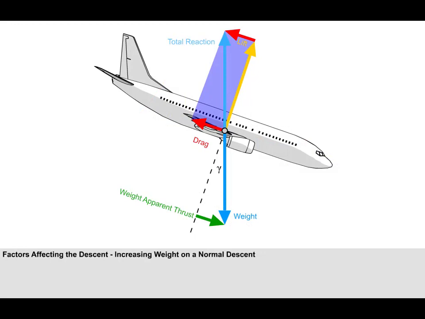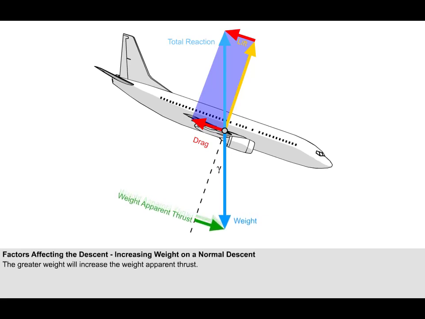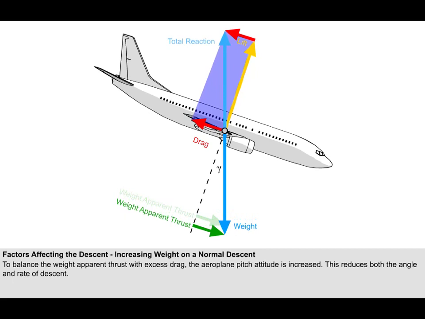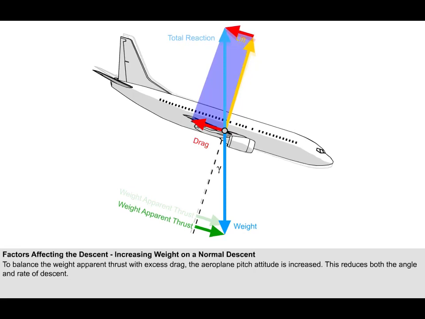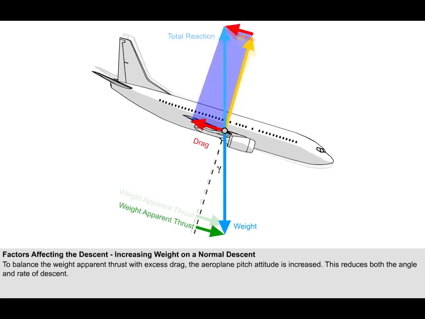The first of these factors is weight. For the moment, let us assume a normal descent at zero thrust whilst maintaining a standard scheduled descent speed. Looking at the diagram, a heavier aeroplane will have a greater weight apparent thrust. This creates more forward force than rearward force, and the aeroplane would accelerate. Therefore, in order to maintain the same speed and to provide extra lift to balance the weight, the aeroplane's nose must be raised. This increases the angle of attack and therefore the lift, but it also keeps the forward force of weight apparent thrust the same as the excess drag.